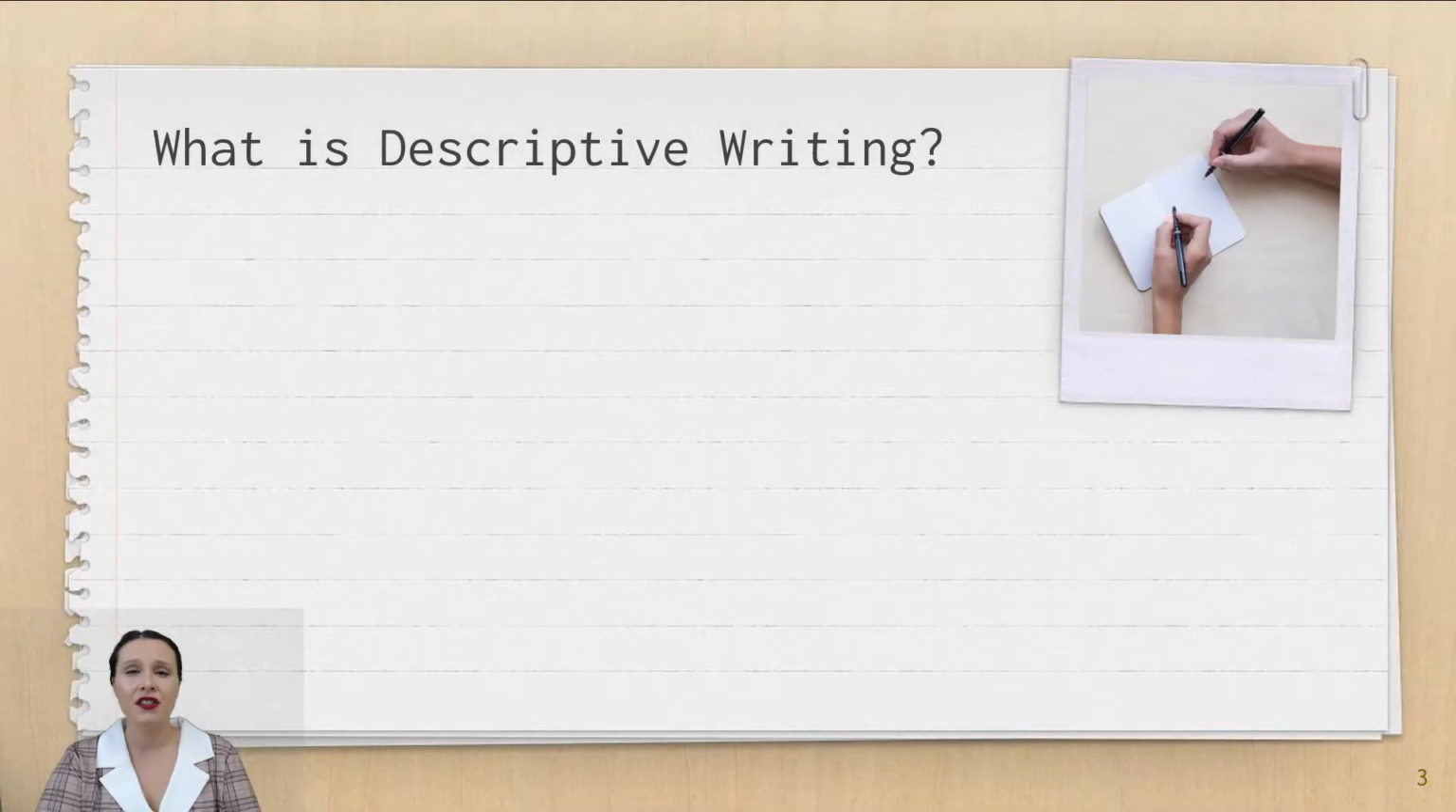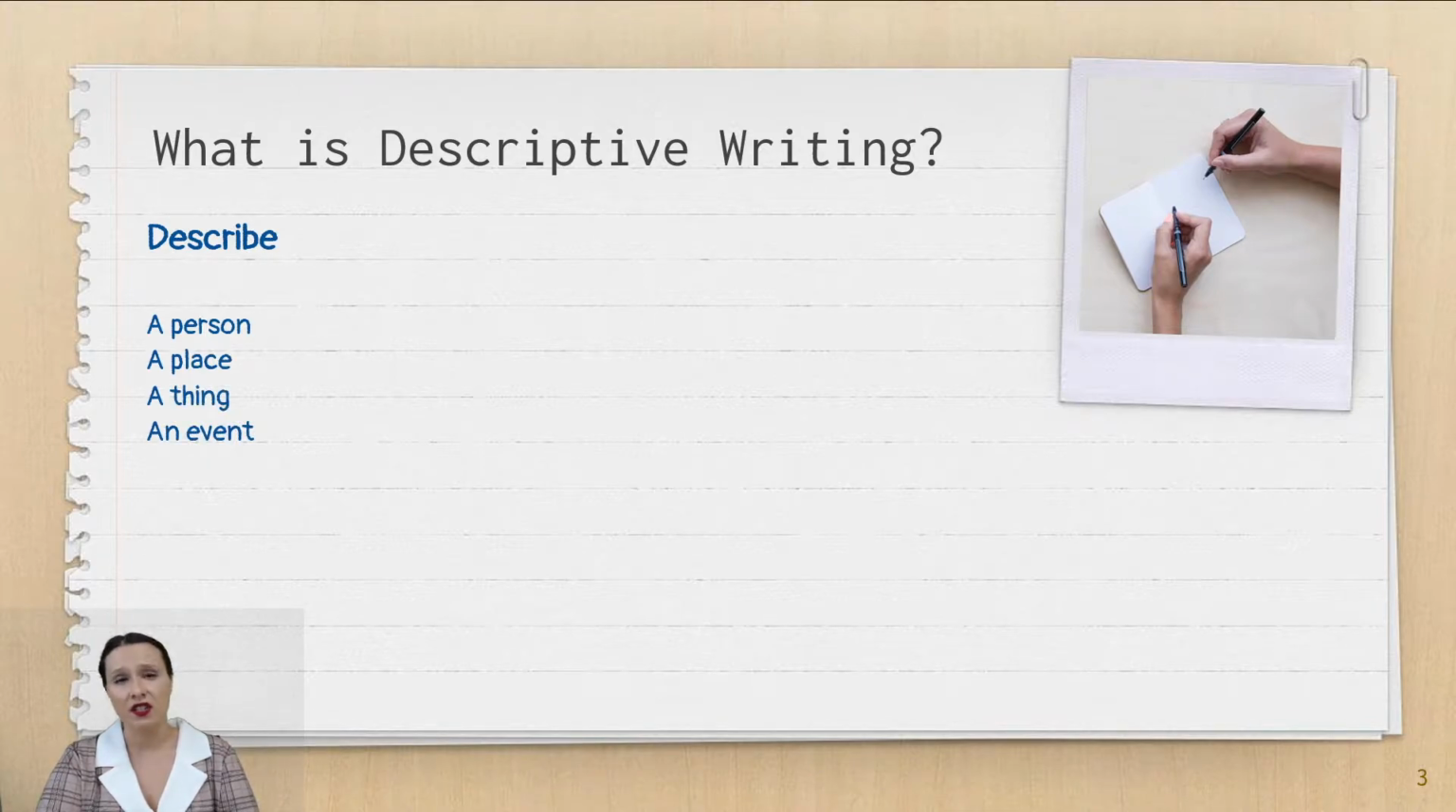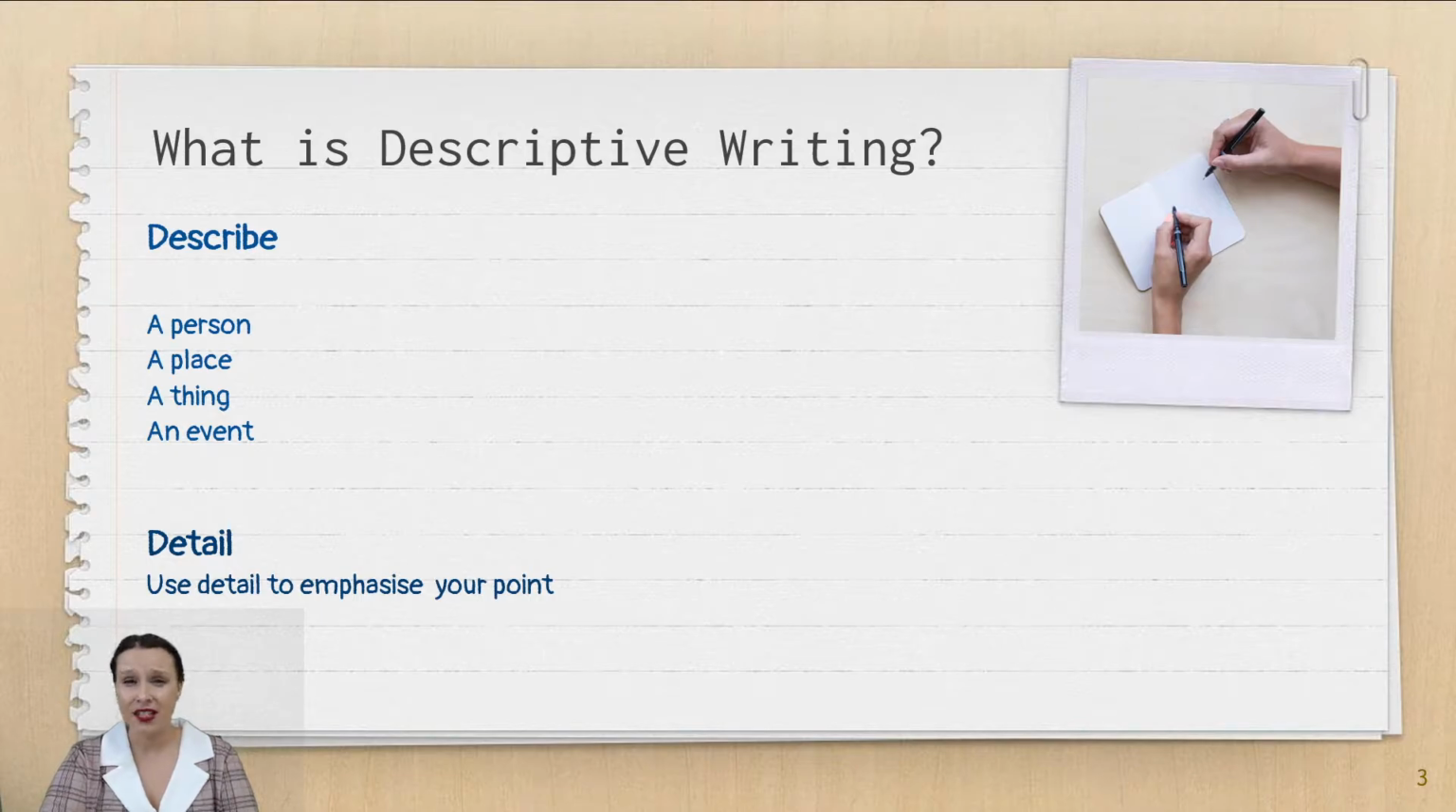The easiest place to start is by asking the question, what is descriptive writing? A very obvious answer is that it is describing. So descriptive writing can be used to describe a person, a place, a thing, an event, or a situation. Descriptive writing should include a lot of detail. The more detail we include, the easier it is for our readers to follow along. Detail can also be used to emphasize the point we're trying to make.